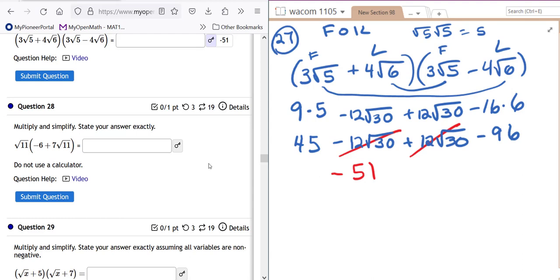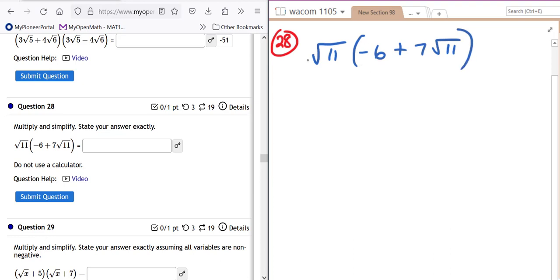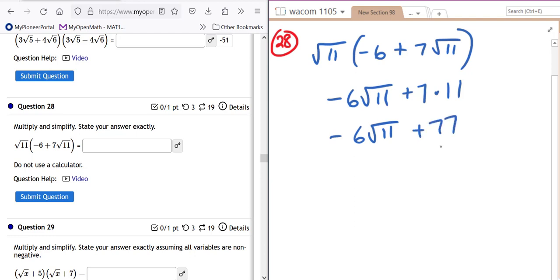All right, let's keep going and see if we can finish these radicals. All right, so 28. This will just be a distribution. So on the first one, this number is times a 1 on the outside. So it is negative 6 square root of 11. Nothing else to do. The second one, it'll be 7 times 1 will be 7 on the outside. Square root of 11 times square root of 11 will take the radical off and give you 11. So it will be negative 6 square root of 11 plus 77. Good.